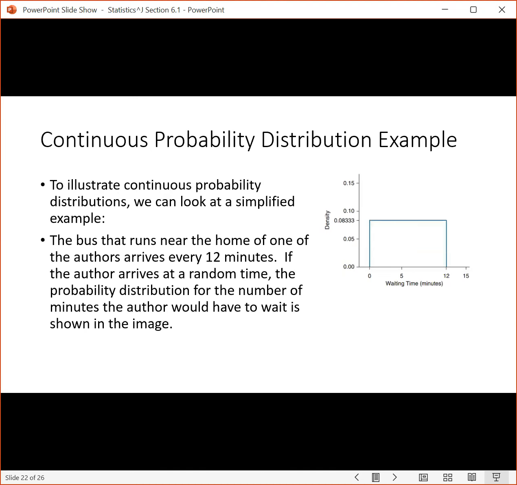Let's look at some examples to try and illustrate that. All right, so suppose that a bus that runs near the home of one of the authors arrives every 12 minutes. If the author arrives at a random time, the probability distribution is shown in the image. Okay, so in the previous slides, we talked about a probability density curve, and this time it's a line. That's just the vernacular. So we still call lines curves. Anything that represents the probability is still treated as a curve, even if it's a line.